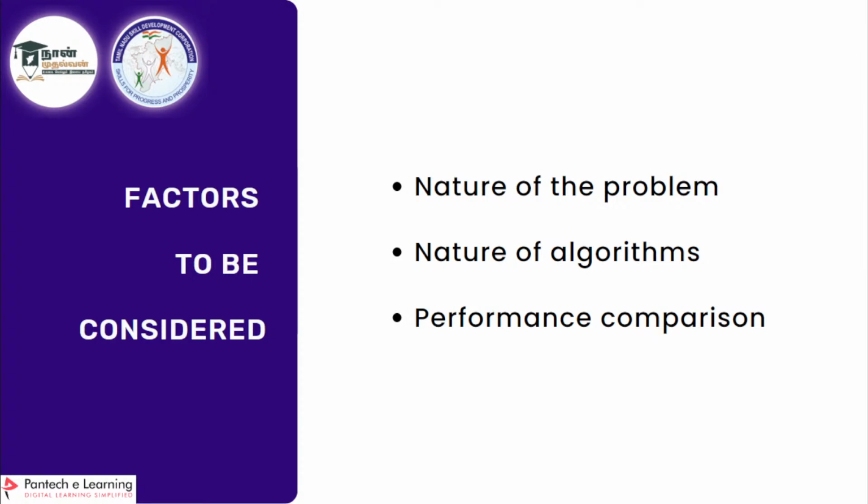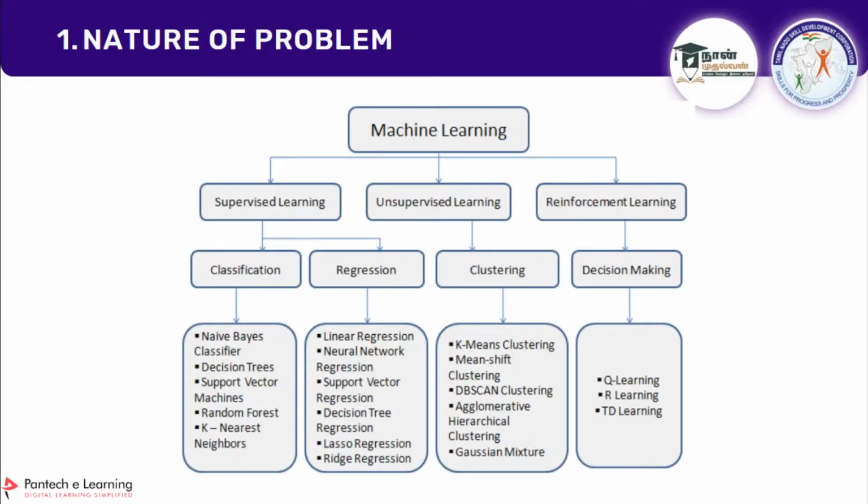So the factors you want to consider are the nature of the problem, the type of problem you are going to solve. I'll explain this individually. Then we go into the nature of the algorithm, what the algorithm type is, based on it. And then performance comparison. This will be the final thing. Starting with the nature of the problem.